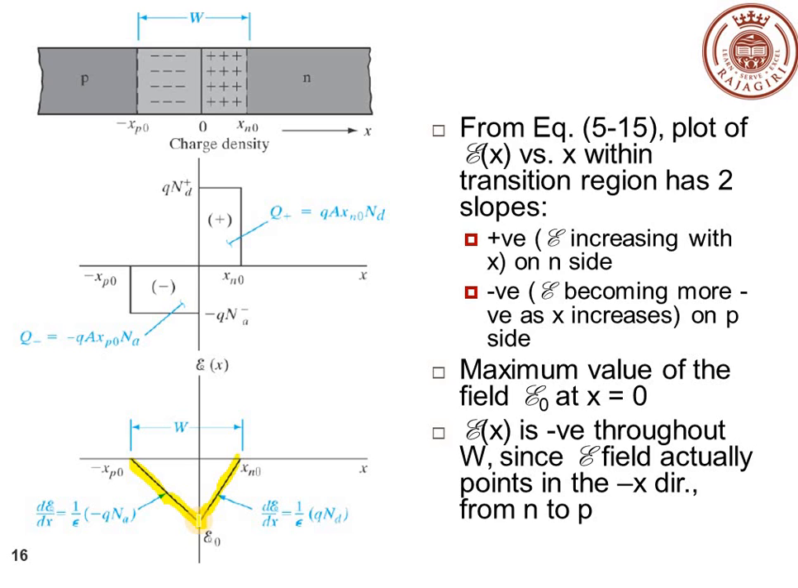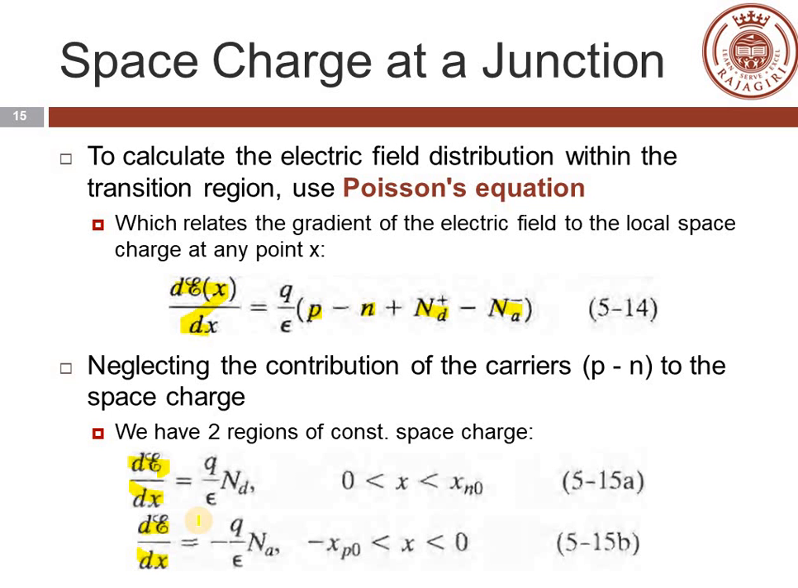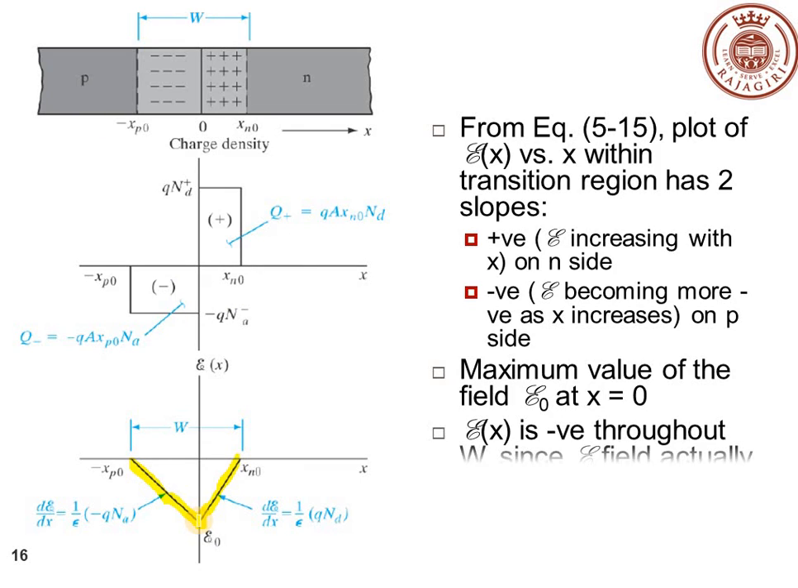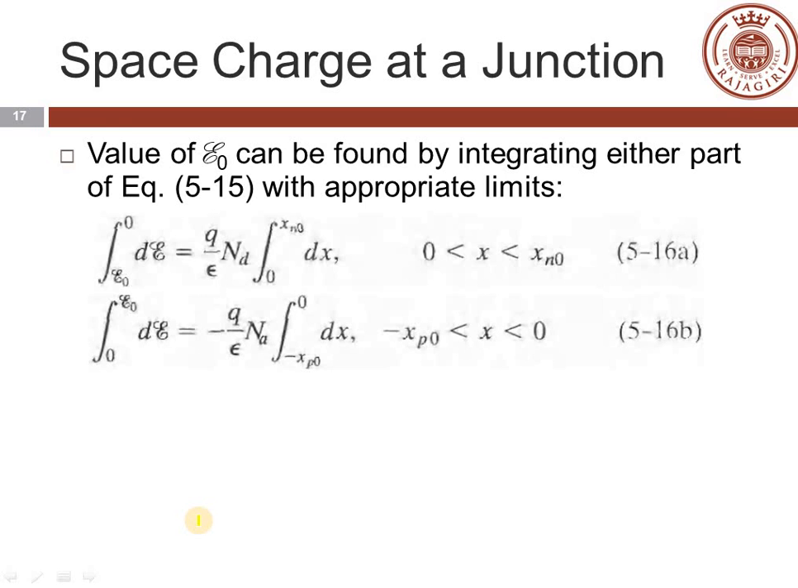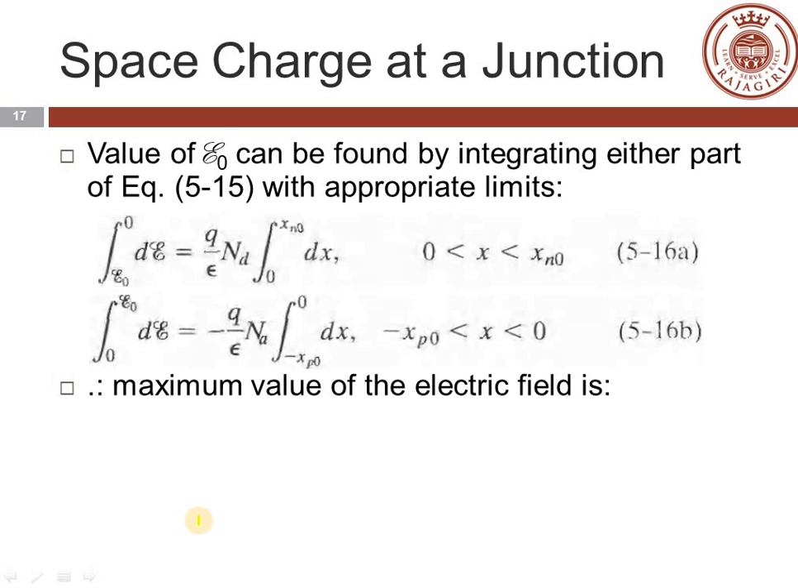Now we will take equation 5.50, that is these two equations, dE/dx = qN_d/epsilon and dE/dx = minus qN_a/epsilon, and integrate them over the appropriate limits. The first equation we integrate from 0 to x0, and the second from minus xp0 to 0. Once you integrate, we get E0, the maximum field, as minus qN_d x0/epsilon, which is equal to minus qN_a xp0/epsilon.